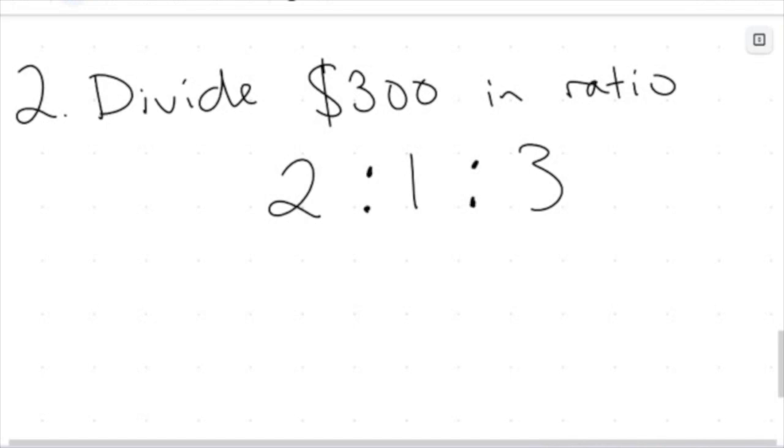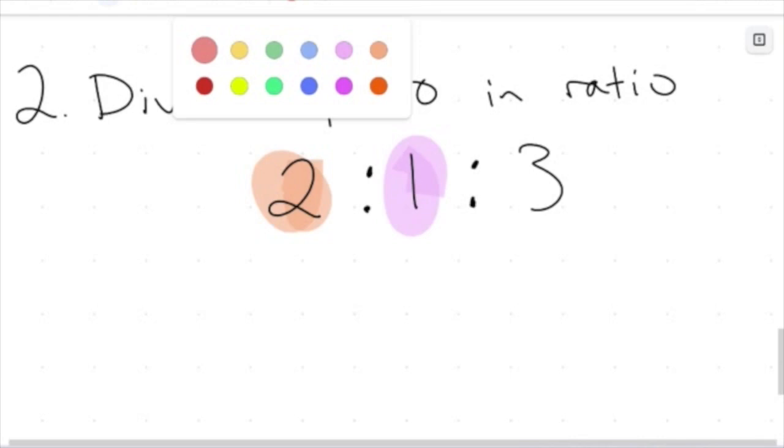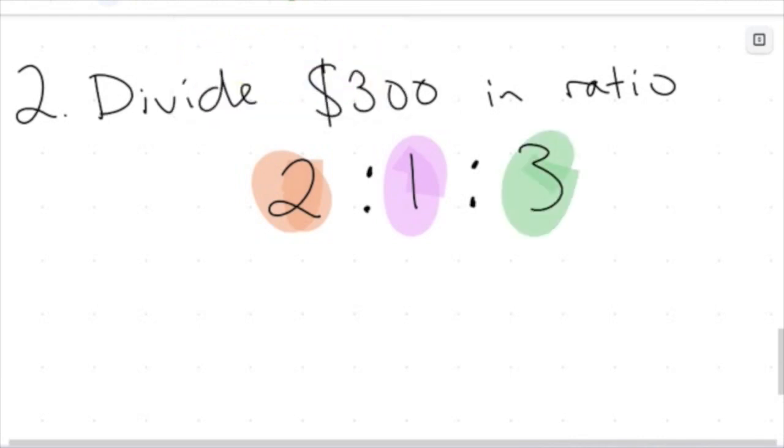I want to split this amongst 3 of my friends. Now, for every $2 this person gets, another friend is going to get $1. And then another person, the third person, is going to get $3 for each $2 this person got. Now, we can rearrange the order of ratios as well. I could have written this as 1 to 2 to 3, but it's communicating essentially the same thing.